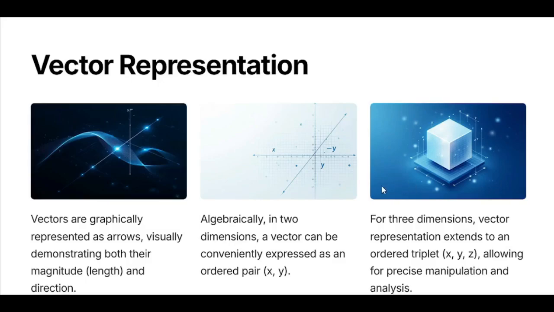So let's see vector representation. Vectors could be represented graphically, and they could be represented in polar form. When they are represented graphically, they are represented in terms of x, y, and z coordinates, which could be represented as i, j, and k coordinates. So that's how you represent vectors graphically.